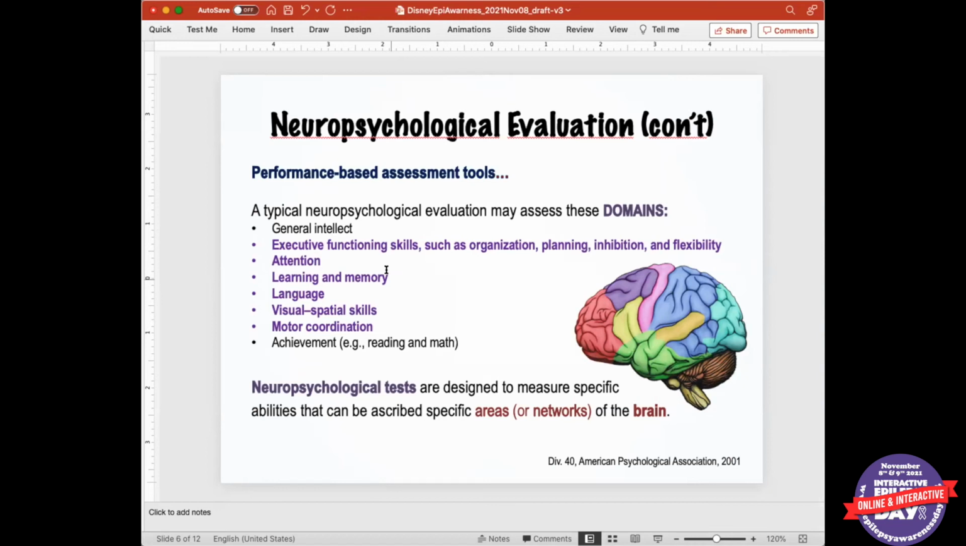So that's an oversimplified explanation of how we look at these things, but you can get the idea.